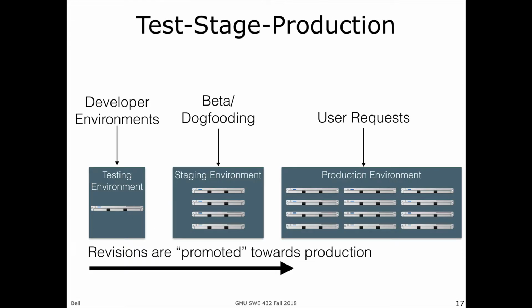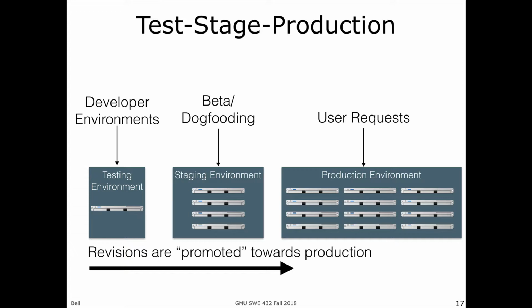So when we have these three environments, testing, staging, and production, we might have developers who have their own little testing environments, and then we're going to develop new features, and when those features seem good, we promote them towards production, which means putting them in some staging environment, which is where we might have beta testers or dog fooding. Our testing environment was maybe just our local machine, but our staging environment is going to consist of a few servers that replicate things so it looks like production.